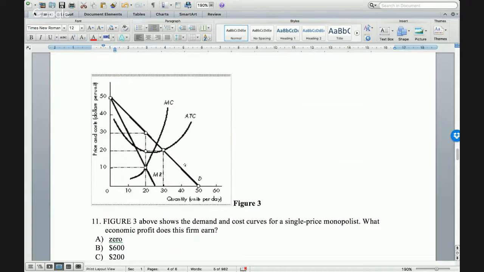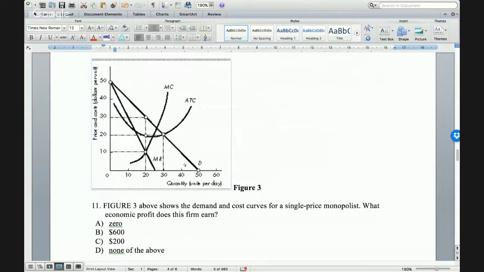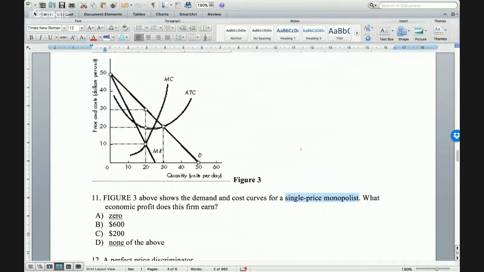Question 11. Okay, so this is good to see another diagram in here. Again, it could come in some use later on, and it's for a single price monopolist.